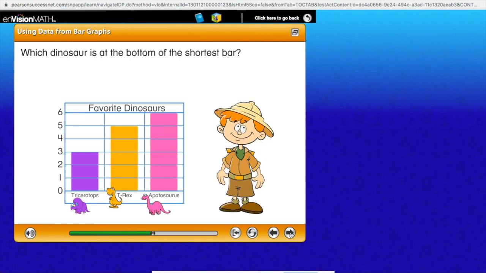Which dinosaur is at the bottom of the shortest bar? All right, so let's take a look at the graph once again. And we want to find which one is the shortest. So looking just by size, the shortest one is going to be the purple one here. So it is the Triceratops, it is the least favorite. The least favorite is Triceratops.